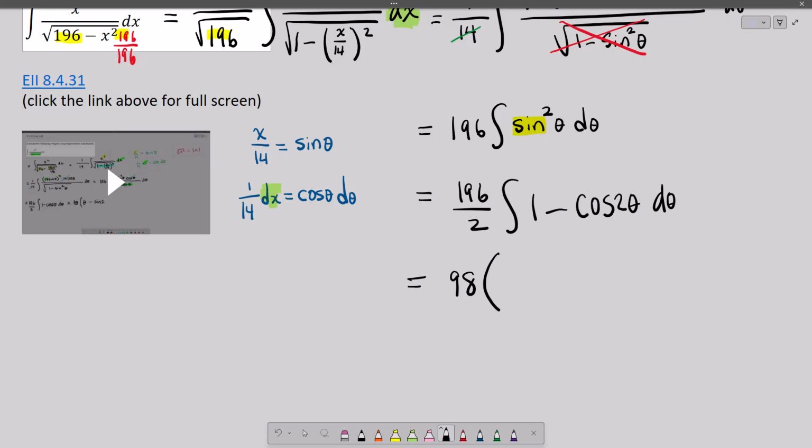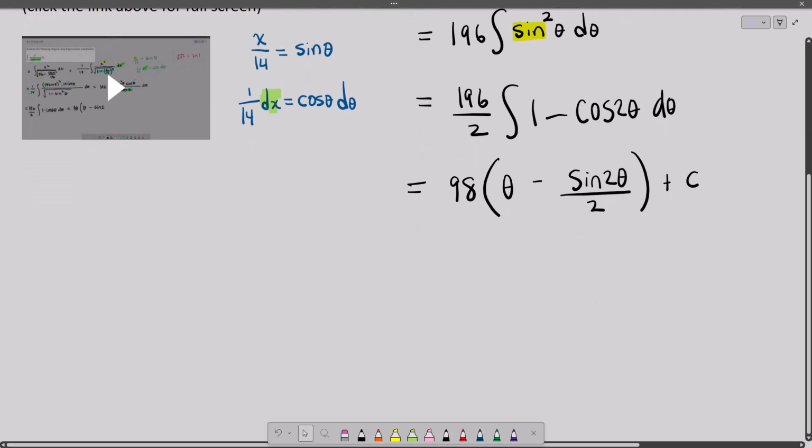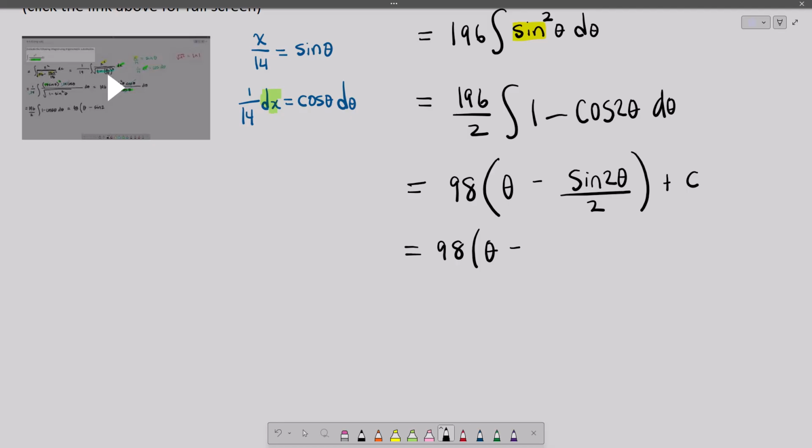And if you integrate 1, you get theta. If you integrate cosine, you get sine of the same angle. But then you have to reverse chain rule it. So we've got that. And then we need to use our double angle identity for sine. Sine of 2 theta is 2 times sine of theta times cosine of theta. And those 2's will cancel.